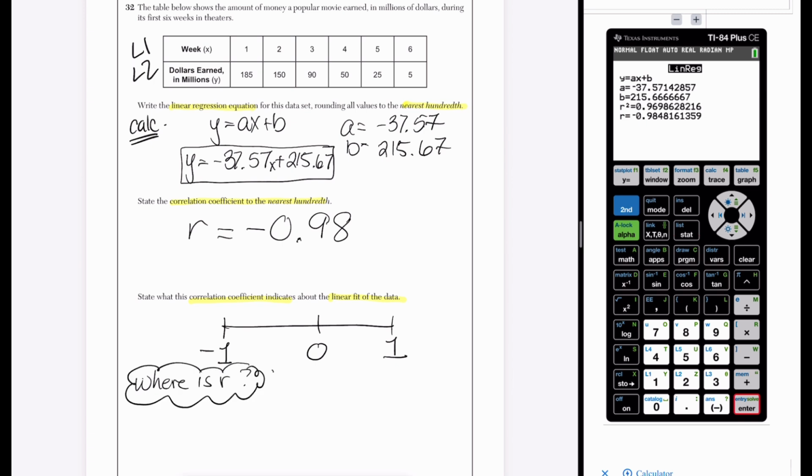Where is the R? And my R is definitely negative, and it will be around here. So it's very close to negative 1. So this tells me there is a strong correlation, and the closer it is to the ones, the stronger. If it's closer to negative 1, it is a strong negative correlation. If it's closer to positive 1, it is a strong positive correlation. So now I can state what kind of correlation this is.